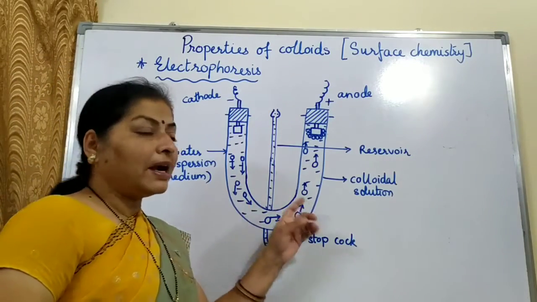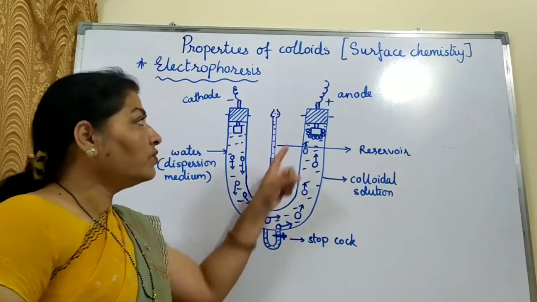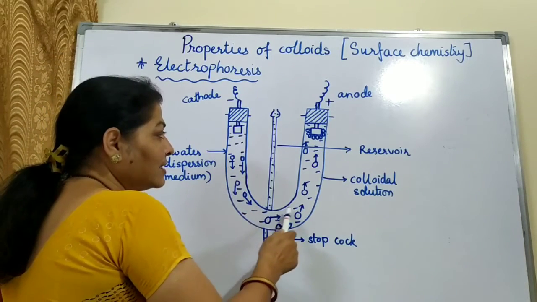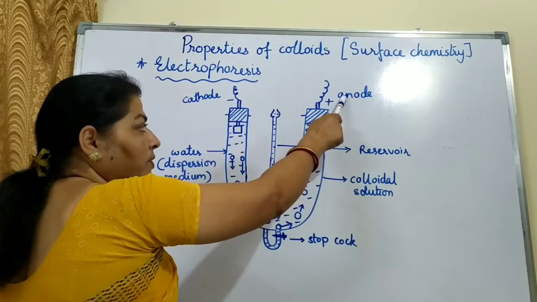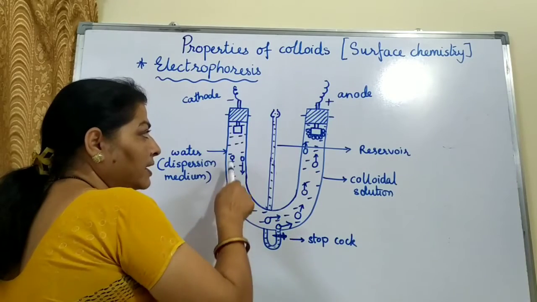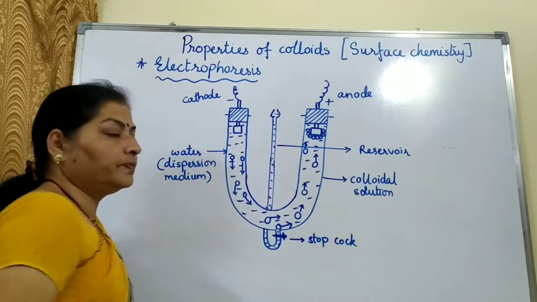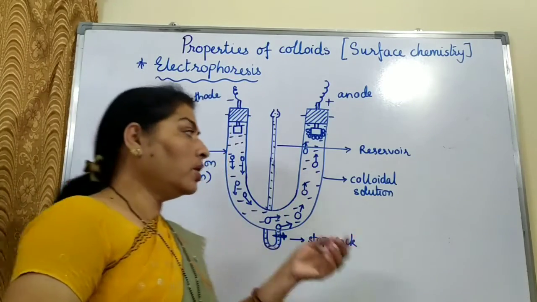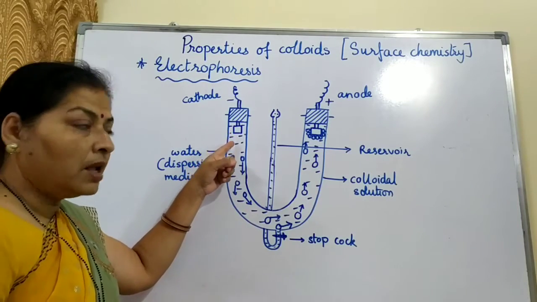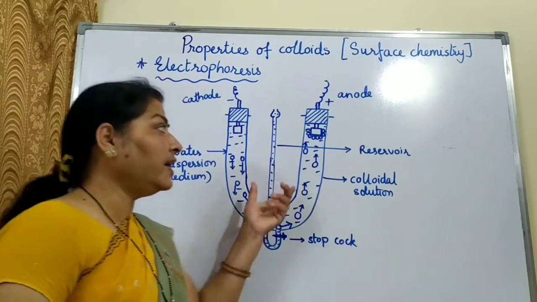Now, as the sol particles have either positive or negative charge, they will start moving to one of the electrodes. In this picture, you can see that the particles are moving towards the anode. Anode has positive charge, which means the charge on the colloidal particles is negative. So the negatively charged particles are moving towards the anode. Had it been a positively charged sol, the direction of movement would have been towards the cathode. So this is the movement of the colloidal particles under the applied electric field.